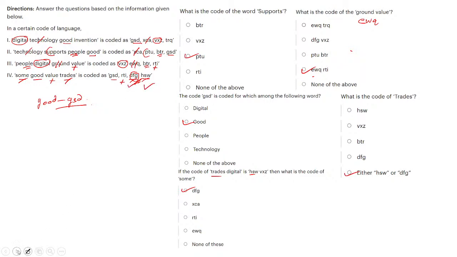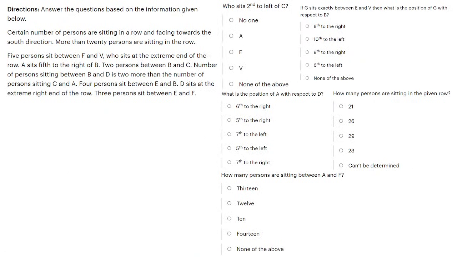Moving to next. A certain number of persons are sitting in a row facing south direction, more than 20 persons sitting in a row. 5 persons sit between F and D, who sits at the extreme end of the row. A sits fifth to left of B, 2 persons between B and C. The number of persons sitting between B and D is 2 more than the number sitting between C and A, which is 4 persons. D sits at the extreme right end of the row.